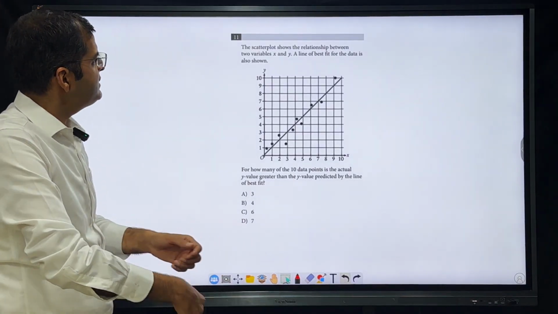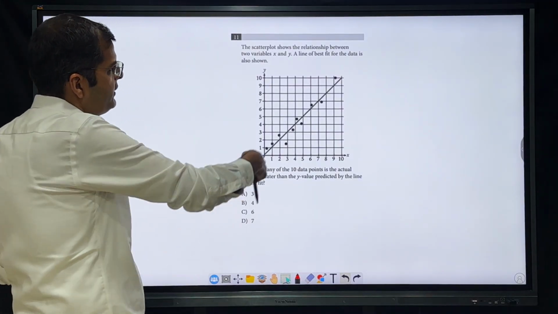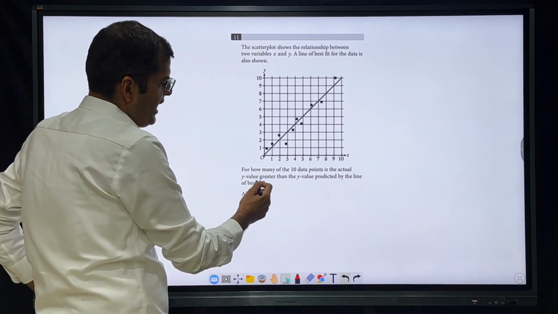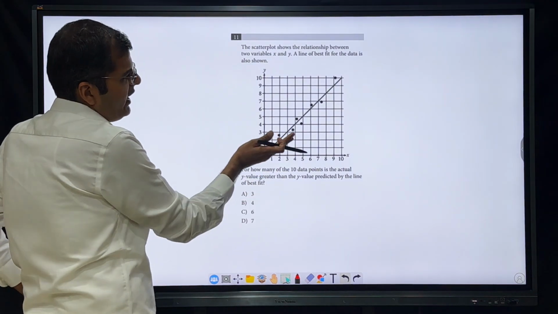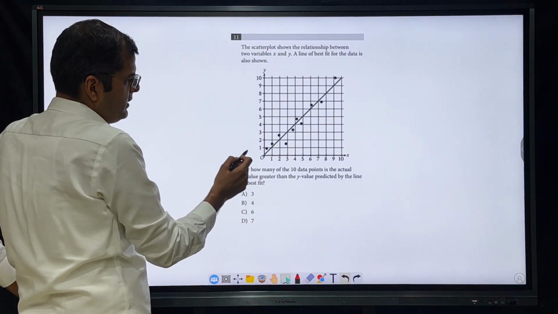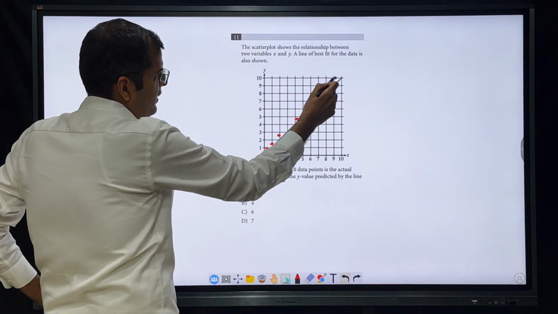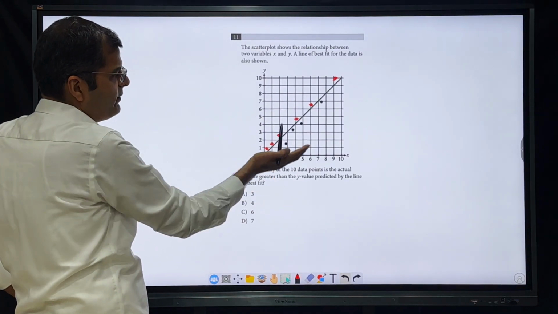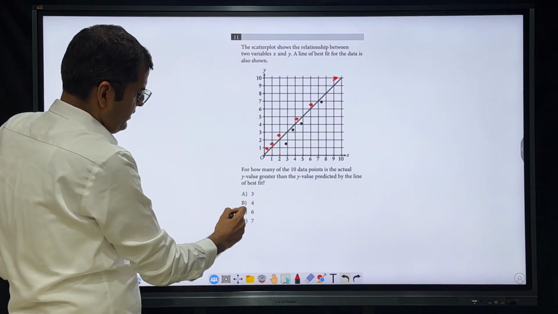Now, question 11, it says the scatter plot shows the relationship between two variables x and y. A line of best fit for the data is shown. For how many of the 10 data points is the actual y value greater than the y value predicted by the line of best fit? So, any values which are lying above the line, we have to count those. So this is 1, 2, 3, 4, 5, and this is 6. For these 6 values, the actual value lies above, meaning it is greater than the predicted value through the line. So 6 is the answer here.